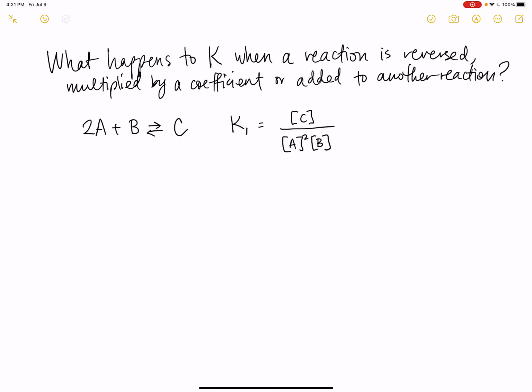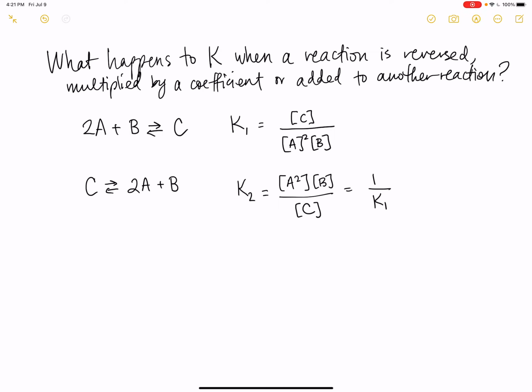So the first question is, what happens if instead of the reaction being written in this direction, it was actually reversed? So we have C becoming 2A and B. Well, if I write out this expression for our equilibrium constant, I would get A squared times B over C. So how are these two related? My K2 is just 1 over K1.